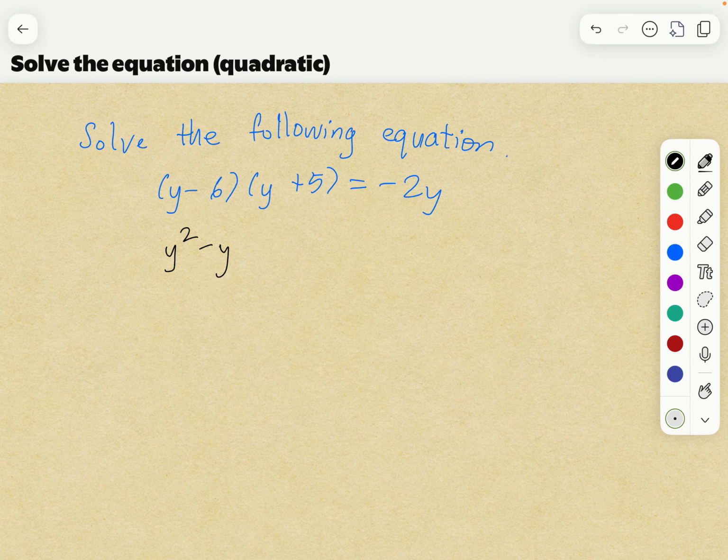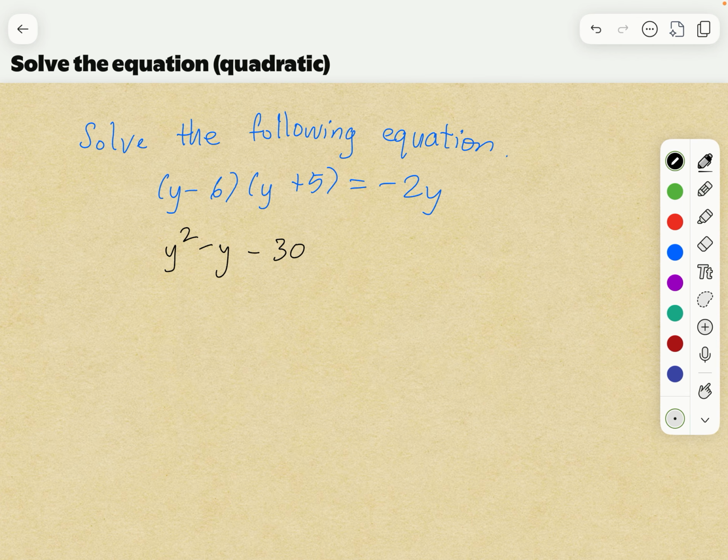This question says, solve the following equation, (y - 6)(y + 5) = -2y. Well, I have (y - 6) times (y + 5), so let's go ahead and multiply that out. So you get y squared plus 5y minus 6y. That makes minus y and then minus 30.